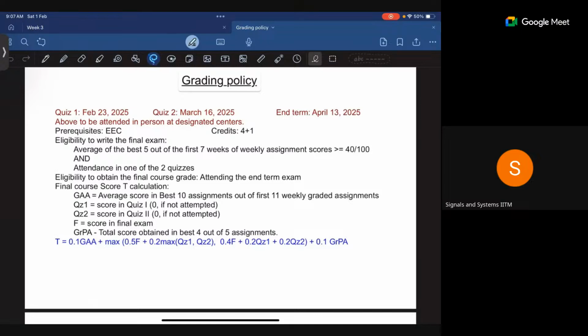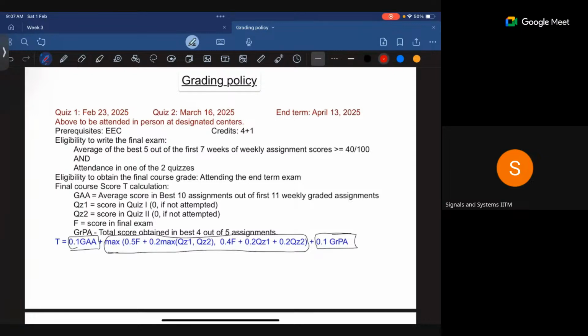You will be having majorly three components. The first component is your graded assignment submissions, and it carries 10% of the weightage. The next component comes from quizzes and end term. And the last component is the GRPs which you will be doing. We will be releasing 5 assignments on MATLAB Grader and we will take the best 4 out of the 5 assignments.